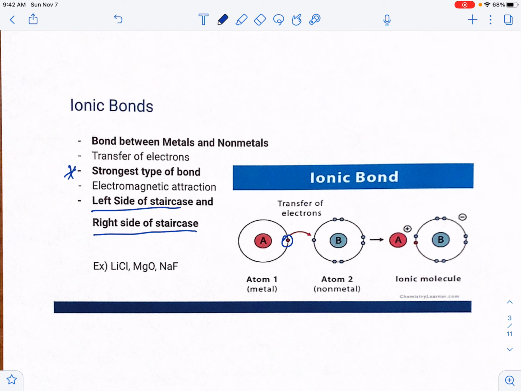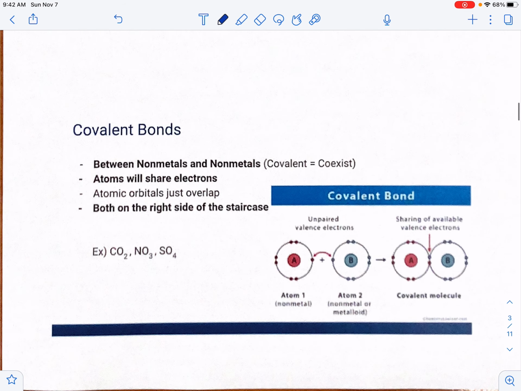Okay, so examples would be like lithium and chlorine. So lithium's on the far left side, chlorine's on the far right side, magnesium and oxygen, and then sodium and fluorine. So basically taking anything from the left side of the staircase and bonding it with the right side of the staircase. Okay, then we have covalent bonds.